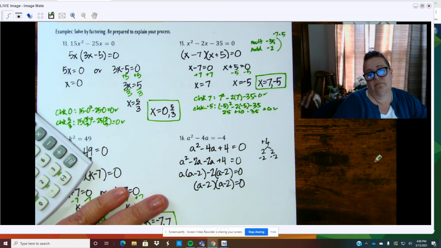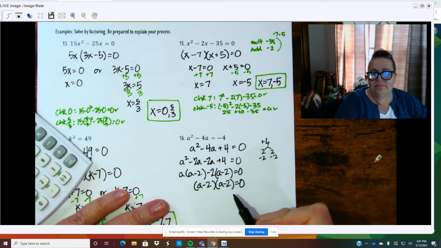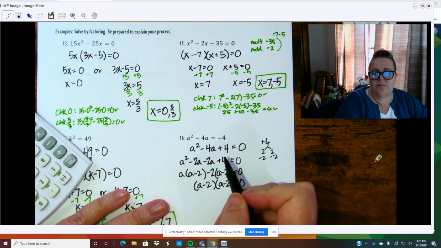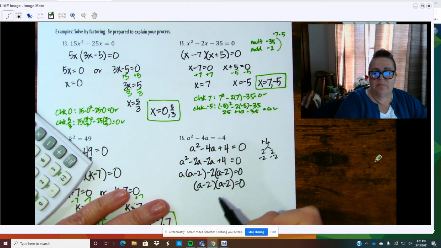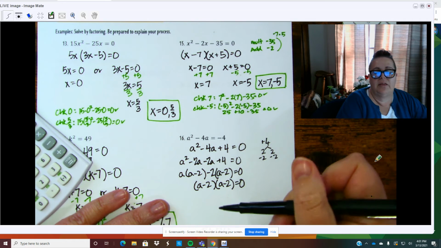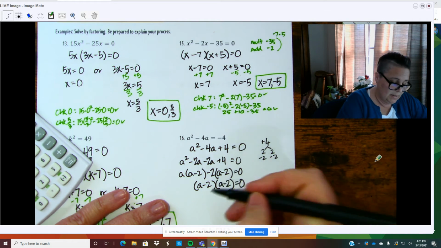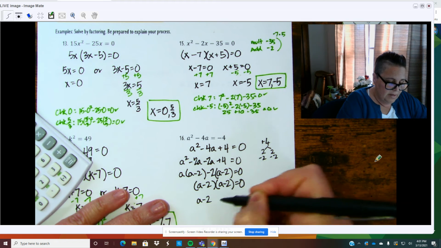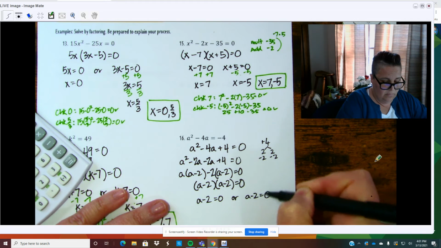Oh, it was a perfect square, and I didn't recognize it. That's okay. If you don't recognize it right off the bat, you can still get to it, right? This was a perfect square trinomial. I didn't recognize it right off the bat, but using the grouping method or even the mental math method, I would have still been able to see in the end that this is a minus 2, a minus 2. So either a minus 2 is equal to 0 or a minus 2 is equal to 0.